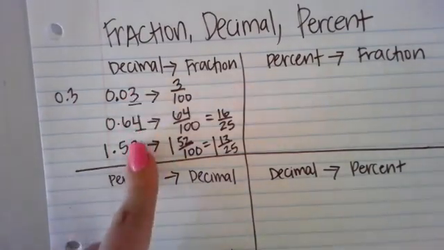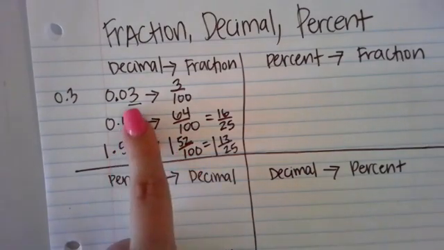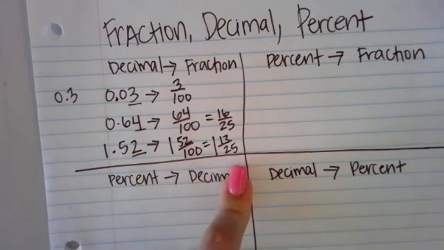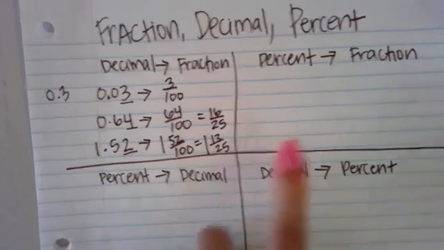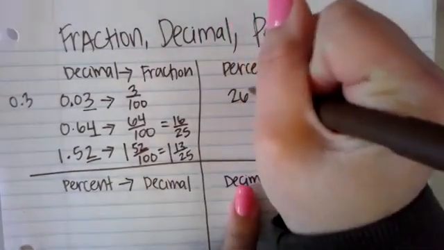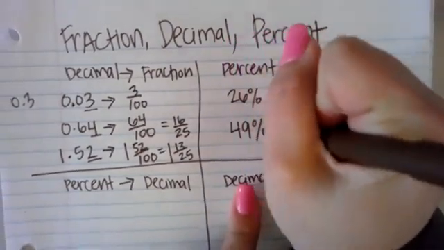So you look at the place value, use that place value as your denominator, keep the decimal, whatever it is, as your numerator, and then see if you can simplify, okay? When we make a percent into a fraction, so let's say we're given 26%, and I'll use 49%.